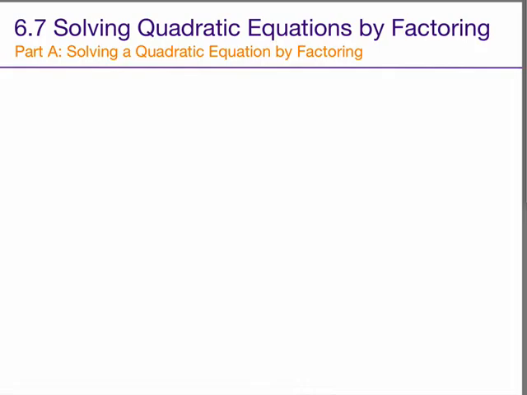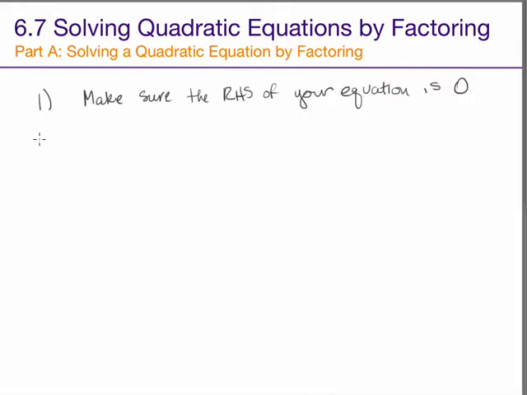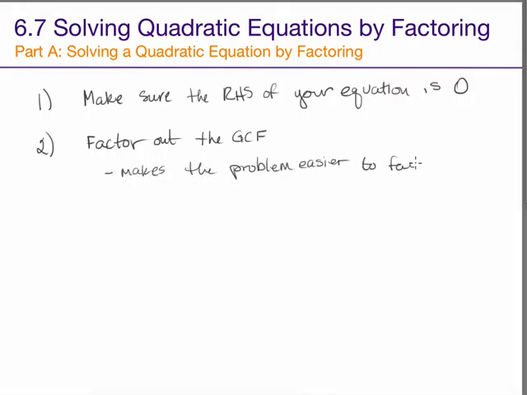So we know how to factor now, and we've learned how to solve quadratic equations by factoring the left-hand side. Here are a couple of things to keep in mind. First of all, make sure the right-hand side of your equation is 0. If it's not, you can't use the zero product property. Next, factor out the GCF. This is important for two reasons. One is that it makes the problem easier to factor. The other is that your GCF might actually be one of your solutions.